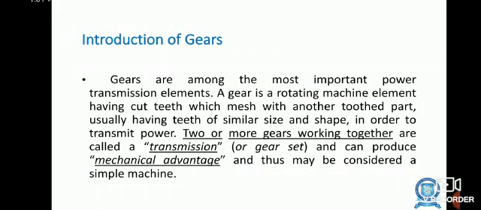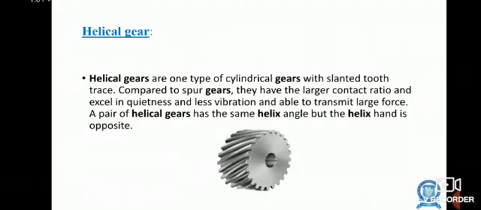Introduction of gears. Gears are among the most important power transmission elements. A gear is a rotating machine element having cut teeth which mesh with another toothed part, usually having teeth of similar size and shape, in order to transmit power. Two or more gears working together are called a transmission and can produce mechanical advantage, and thus may be considered as a simple machine.